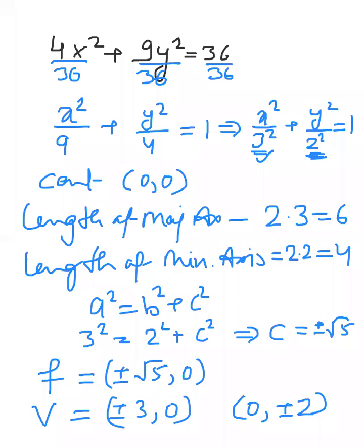eccentricity. Eccentricity is c upon a. The value of c is under root 5 and the value of a is 3. So it is c upon a, that is, under root 5 upon 3. So eccentricity for this case is under root 5 upon 3.